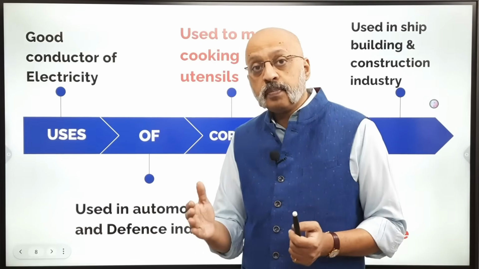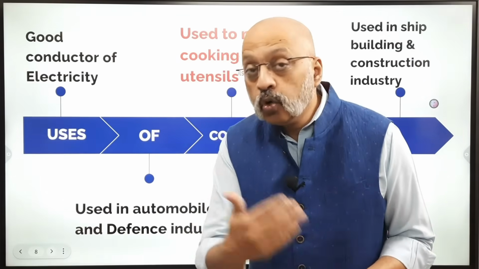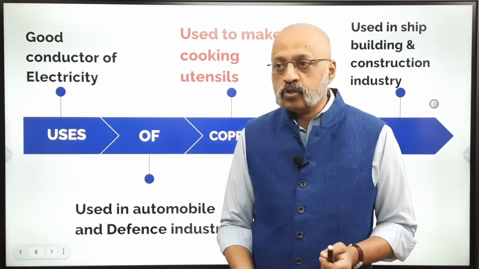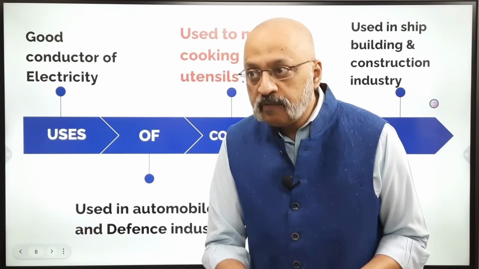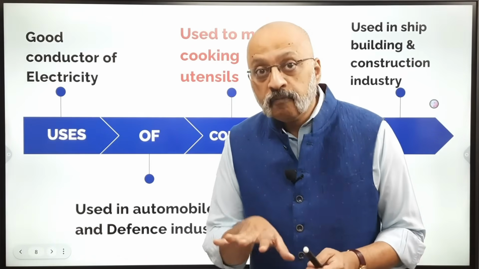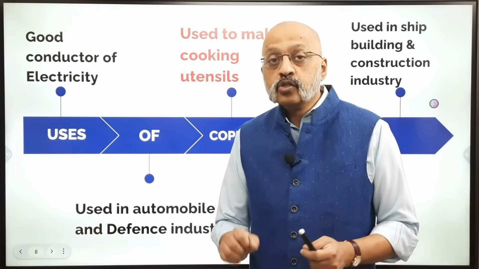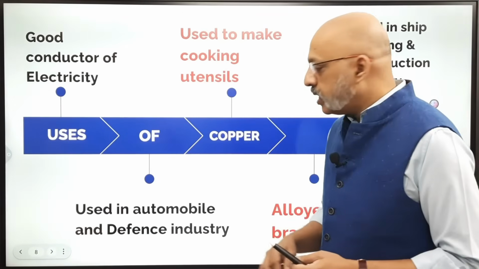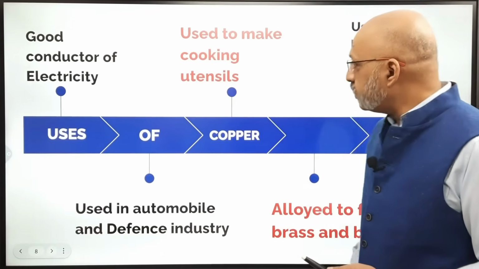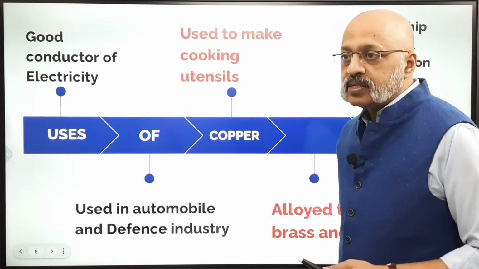Okay, you can change the shape of copper, but it does not lose its strength in the process. It's also malleable, which means it can be pressed without breaking it. So it's used to make electrical wires. It is used in the automobile and the defense industry. It is used to make cooking utensils.